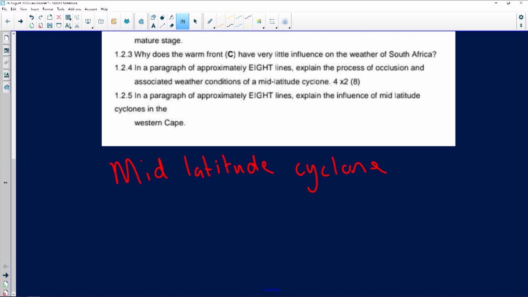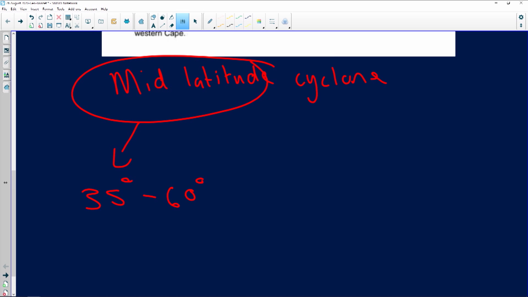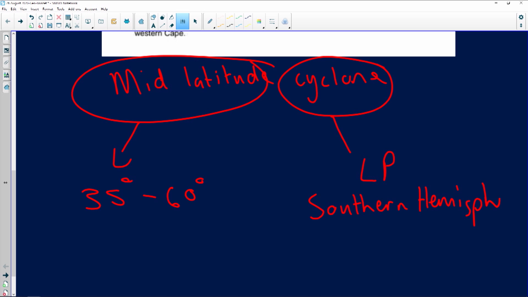Okay. Now, first of all, let's decipher this. Mid-latitudes, where does the formation take place? Usually between 35 up to 60 degrees north and south of the equator. And what do we know about cyclones? It's a low pressure system, and because we live in the southern hemisphere, the circulation of air is always going to be clockwise.